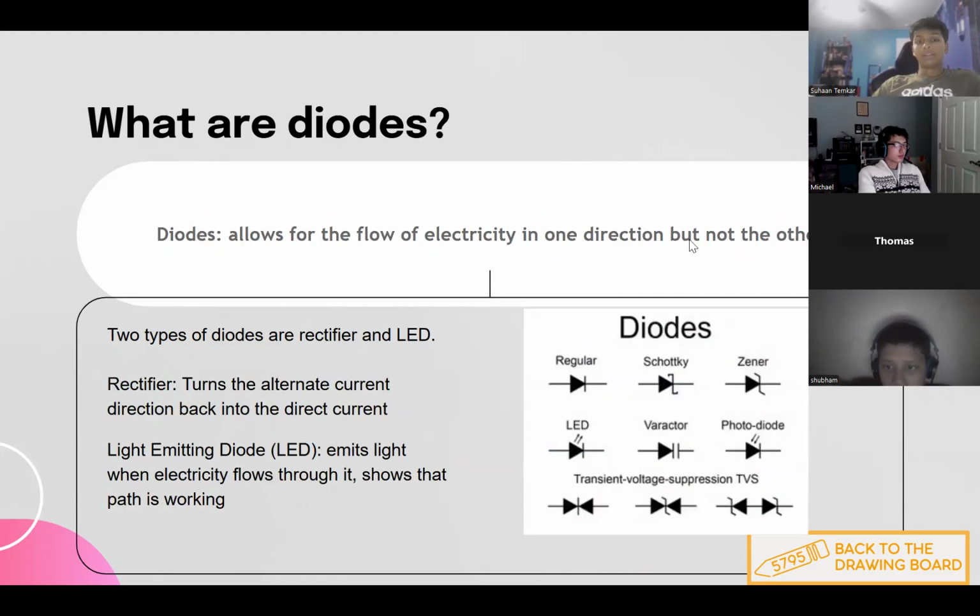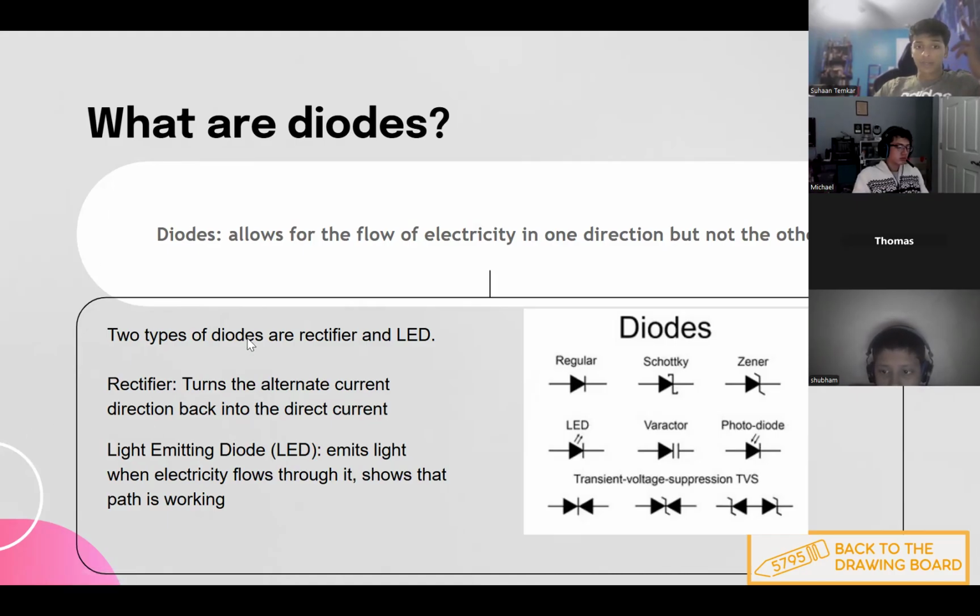Yeah, so diodes, right? This is another component that is also important. Diodes allow for the flow of electricity in one direction, but not the other. As you may know, if we have a power source and then something like an LED, in this example, or something else, we only want electricity flowing one way. We don't want electricity going back the other way because that wouldn't work, right? The circuit wouldn't function. So this is what a diode does.